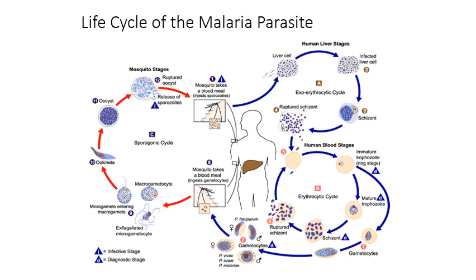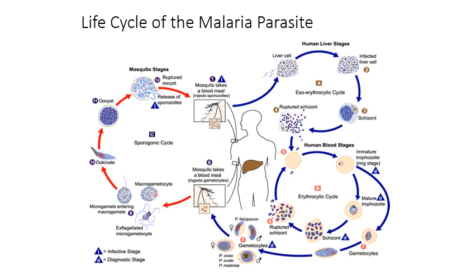When the schizonts rupture, they release multiple merozoites, which then infect red blood cells. Within red blood cells, they become trophozoites. They form ring stages, which are the immature trophozoites. This is what we see in the peripheral blood smear. Then they mature and form schizonts, which is multiple merozoites present within the red blood cell. The rupture of the schizonts is what gives us the clinical presentation of malaria.